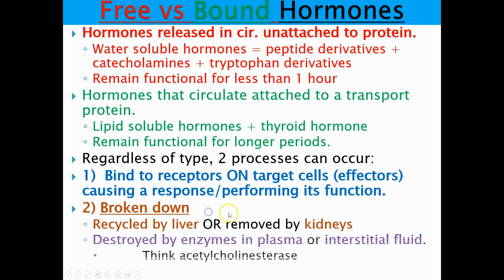So understand, it can be broken down, or it can actually be destroyed by enzymes in the plasma or interstitial fluid. And that's what I was talking about earlier, why it's easier to break down free hormones, because it's literally just a single hormone or a single molecule that can be attacked by the enzyme. And so think something like acetylcholinesterase, if you remember talking about that when we were doing muscular contractions. This is what broke down acetylcholine to stop the actual signal of muscle contraction, right? So that's what you can think about related to this to have a good understanding here.